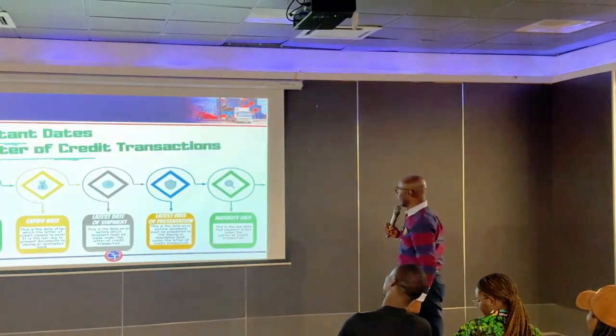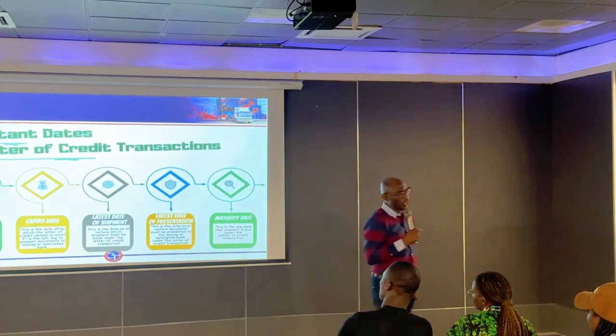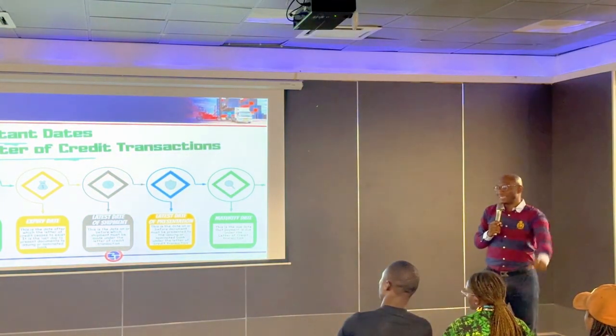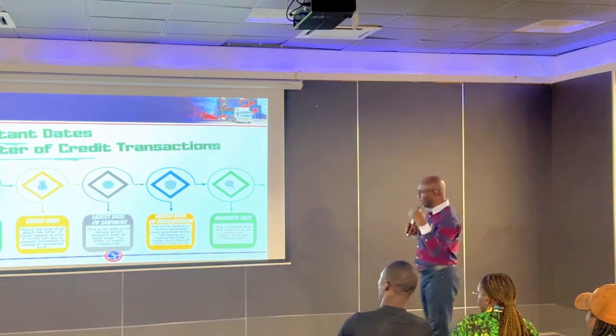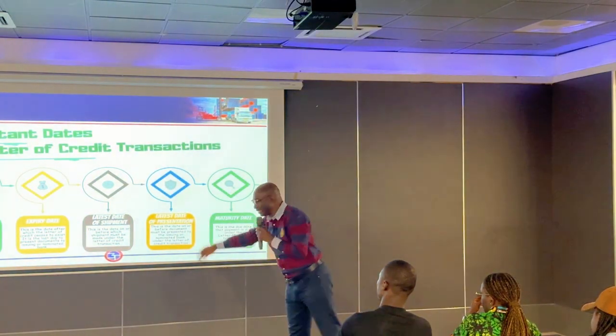Principles. What are the dates in a letter of credit? Number one, issuing date. That's the date that the LC becomes available for payment. Number two, expiry date.